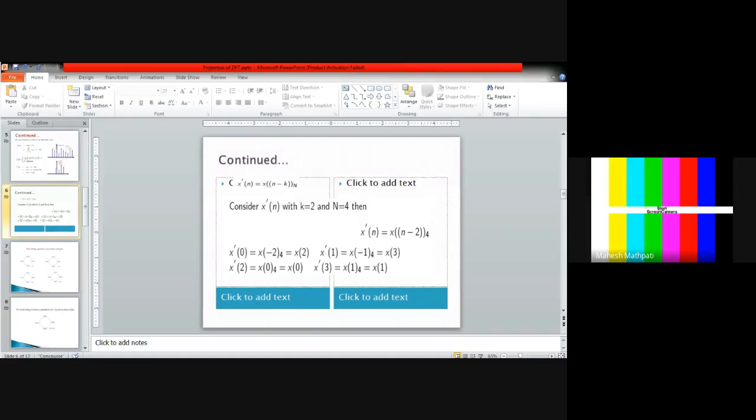x dash of 0 equals x of 0 minus 2 modulo 4, so 4 minus 2, which is x of 2. What is the value of x of 2? Can someone tell me? What was the value of x of 2 here?